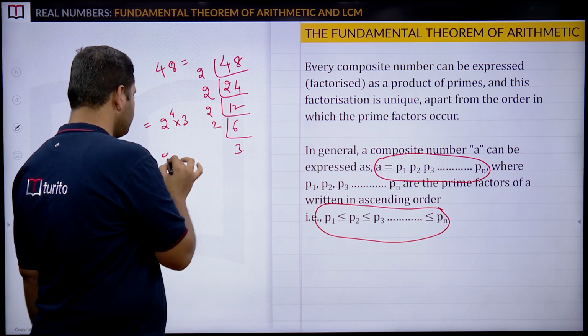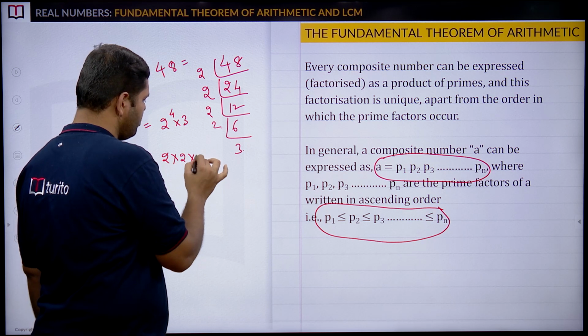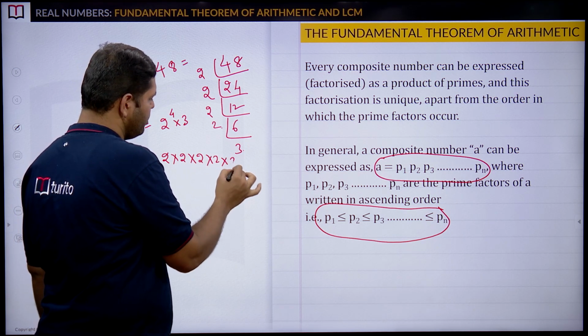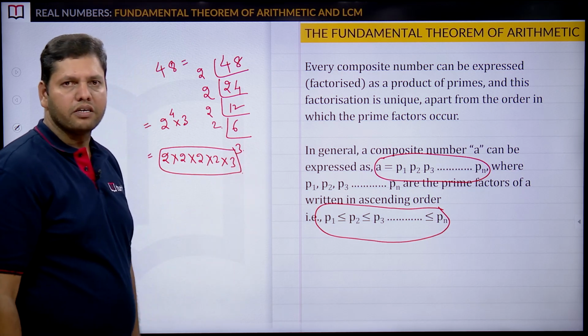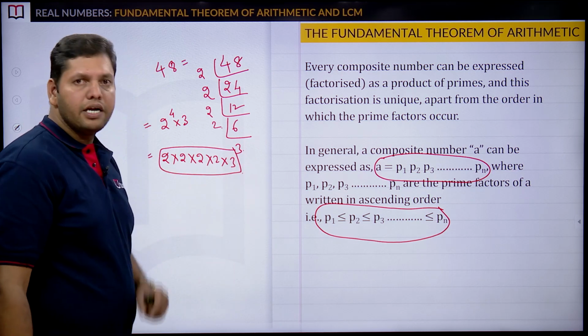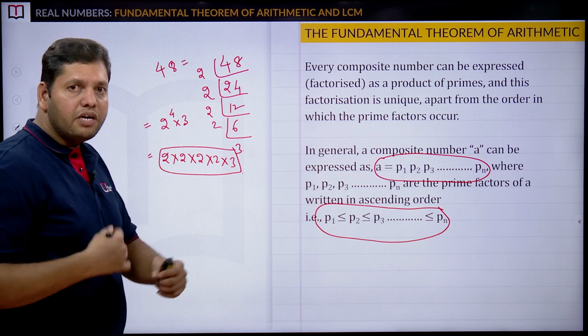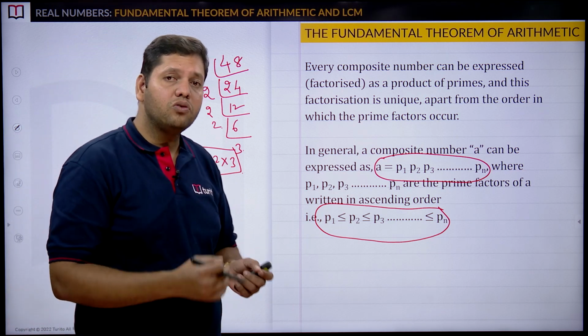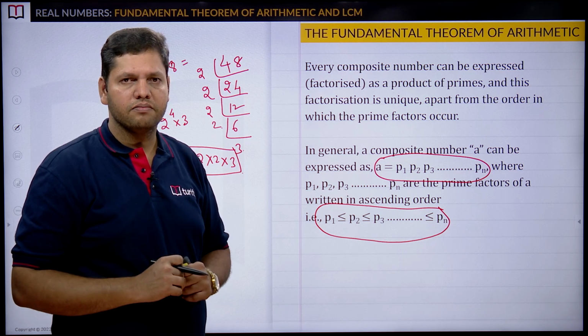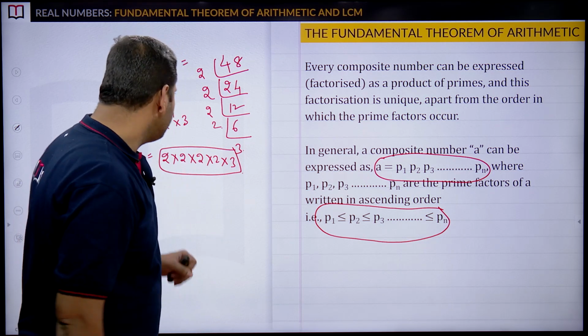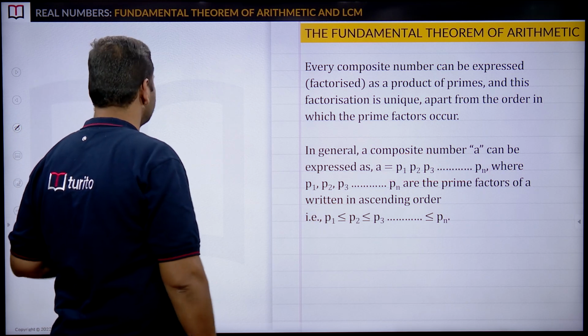Otherwise you can write it as 2 into 2 into 2 into 2 into 3. So this 2 is what? A prime factor, and 3 is also a prime factor. So I am writing what, children? Ascending order. Whenever you write the prime factors, try to write them in ascending order. Clear, children? Okay, I'll take another example so that you will understand better.